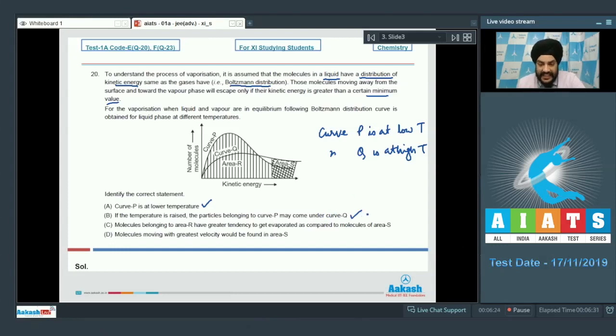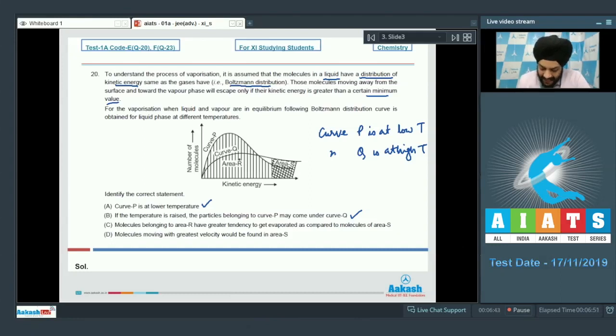As the temperature increases, the curve becomes flatter and the peak shifts towards the right. Okay, so option B is also correct. If you talk about option C now, molecules belonging to an area R have a greater tendency to get evaporated as compared to the molecules of area S. So this is not correct, students.